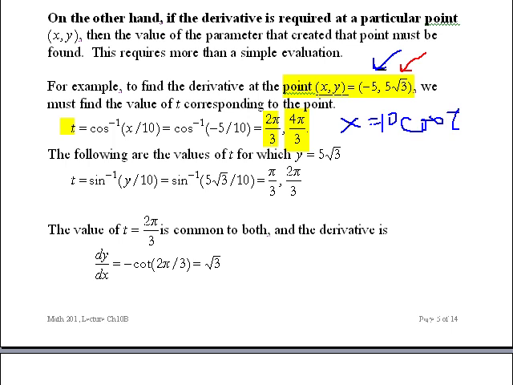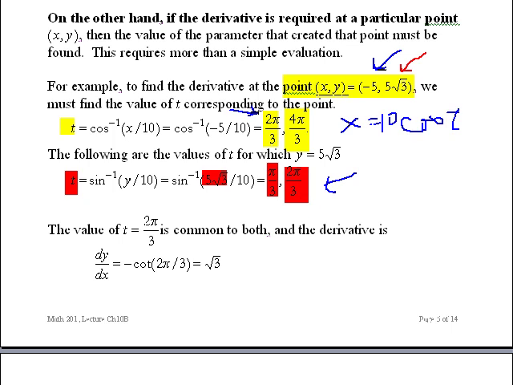Now we do the same calculation for y. We want to find the values of t such that y is 5 times the square root of 3. We find that there's two of them, pi over 3 and 2 pi over 3. From this list, we take the intersection between the values of t that would give us the required value of y, and the values of t that would give us the required value of x. In this case, of course, 2 pi over 3 is common to both lists, and that is the t that we use to compute the derivative. Substituting 2 pi over 3 into minus cotangent of t gives us the derivative at the point minus 5 and 5 square root of 3.